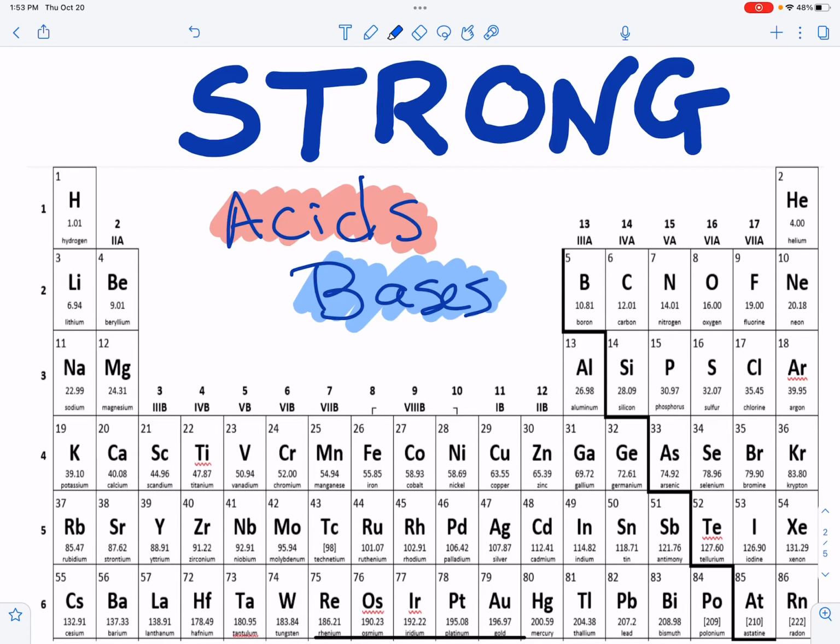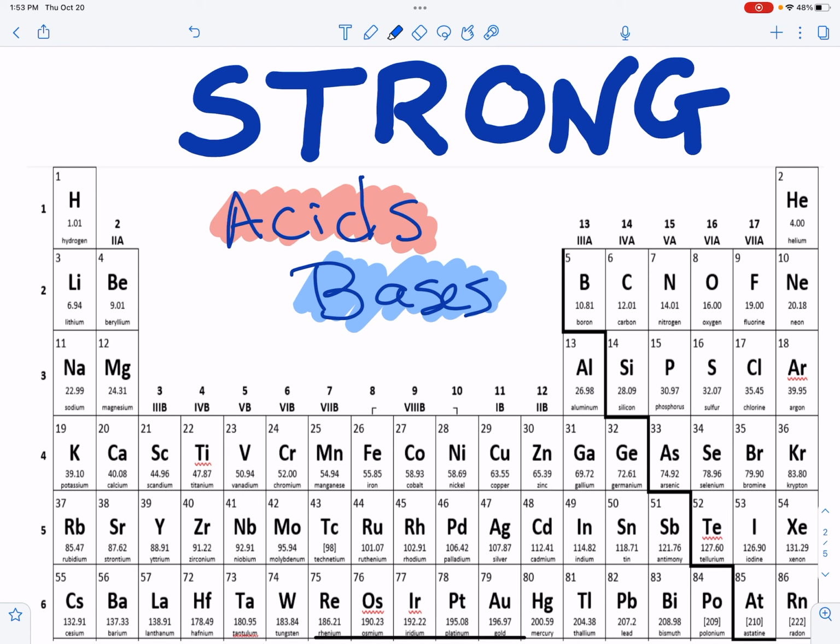You can use the periodic chart to help you memorize the strong acids and strong bases, especially the strong bases. You need to have these memorized now. You may have memorized them in General Chemistry 1, which is great. But if you didn't, you do want to memorize them now because you are going to keep seeing them and being asked questions about something, and you need to know if it's a strong or a weak acid.